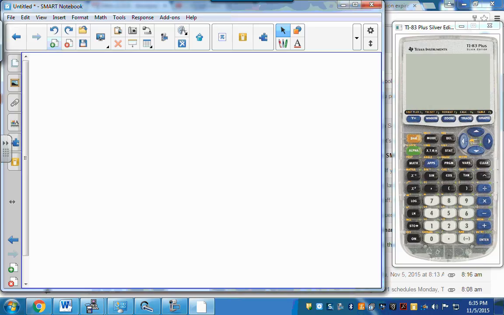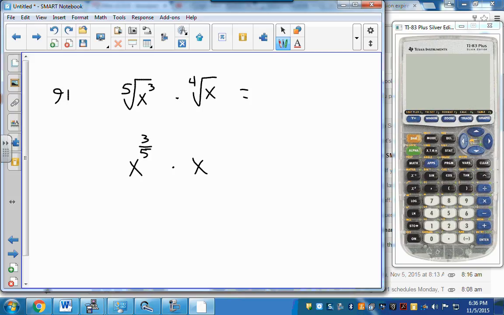Okay, 3 more problems. These will go, I think, a little bit quickly. We have 91, which is the 5th root of x cubed. And we're multiplying it times the 4th root of x. The directions say write with rational exponents. So this is x to the 3/5. Remember, the roots are on the bottom. Times x to the 1/4.